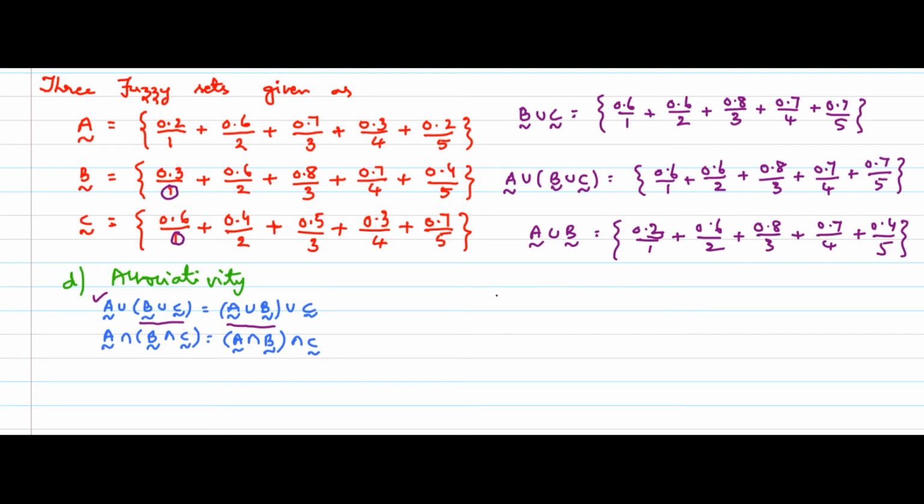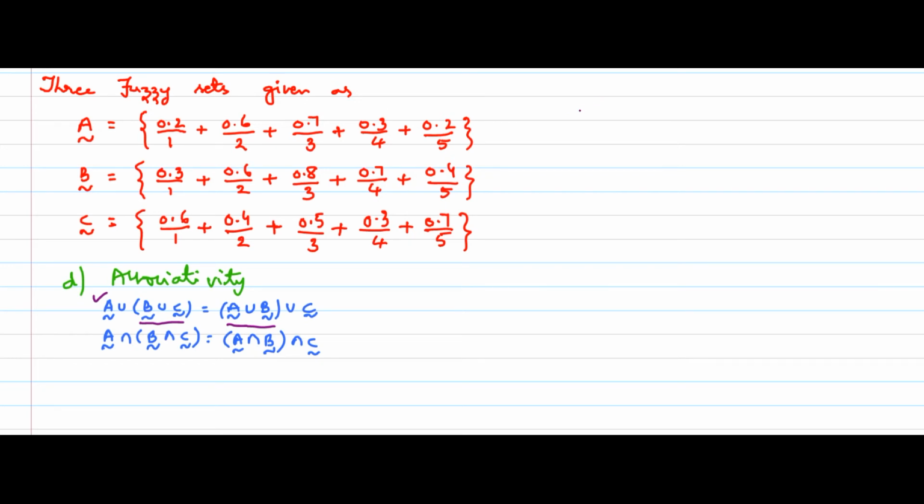Now I need to know A union B union C, which is equal to, this is A union B and this is C. So I can see the maximum out of them. For x equal to 1 the maximum value is 0.6. For x equal to 2 the maximum value is 0.6 again. For x equal to 3 the maximum value is 0.8. For x equal to 4 the maximum value is 0.7 only. For x equal to 5 the maximum value is again 0.7. Now if you can see, this is my left hand side.